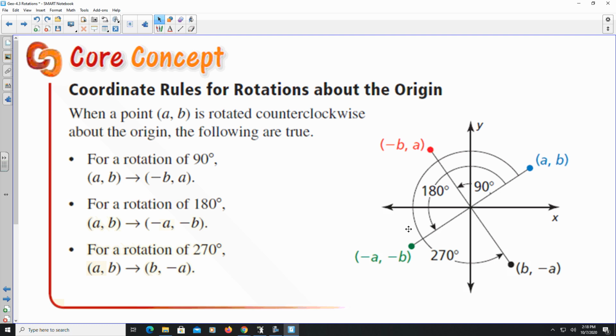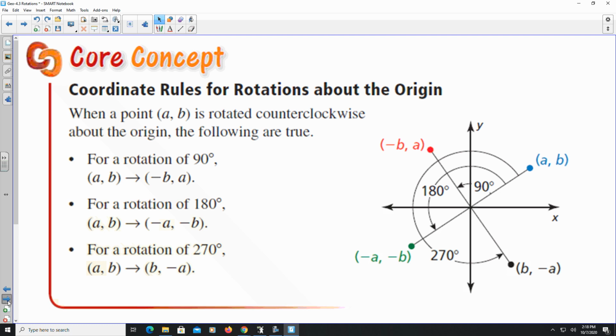So for the first one, it says if you rotate it at 90 degrees, whatever X and Y are, say they're A and B, what happens is you flip around X and Y and then you make it the opposite of B. If it's 180, you keep X and Y the same, but you just make them the opposite value. And then finally, if it's 270, you flip the X and Y value that you are given, but then you give the opposite of whatever the value of A is.